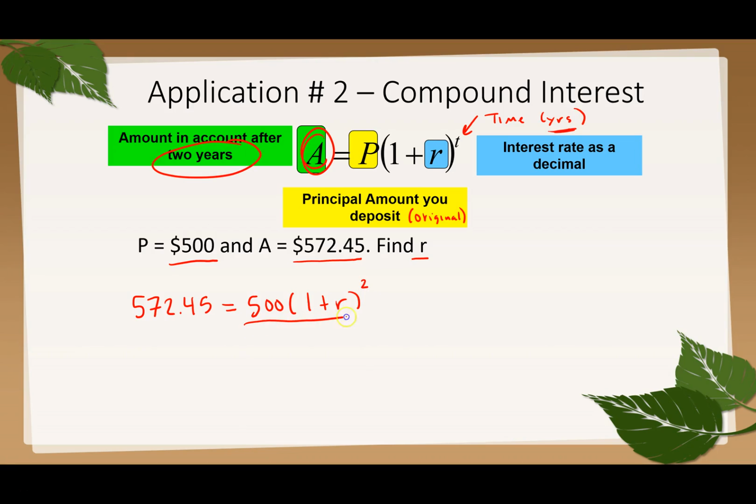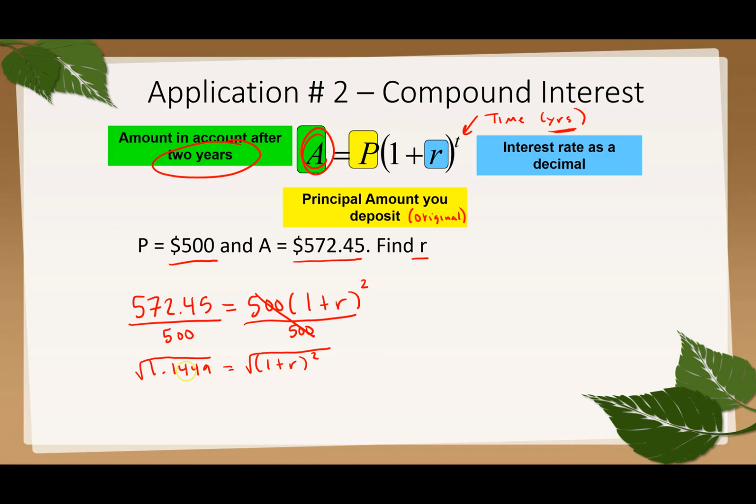Okay, first step is going to be to divide by 500. Okay, my 500s cancel. This gives me 1.1449 equals 1 plus R squared. Now I need to get R by itself, so I'm going to have to get rid of that squared. Well, to do that I need to square root.